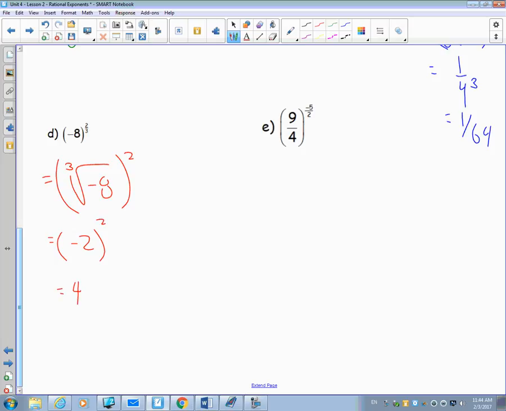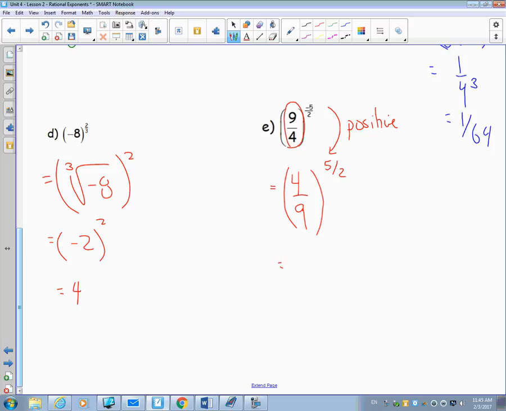And E, I see a fraction to a negative. If I flip my base, that means I flip the whole fraction. Make sure it's the base we're flipping. 4 over 9 to the power of my exponent. The exponent becomes positive. Don't change the exponent otherwise. Don't flip the exponent, just change its sign.